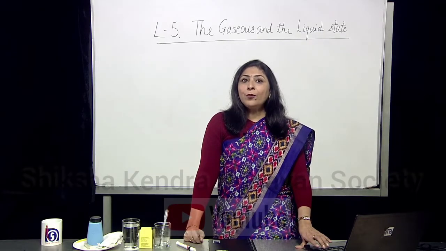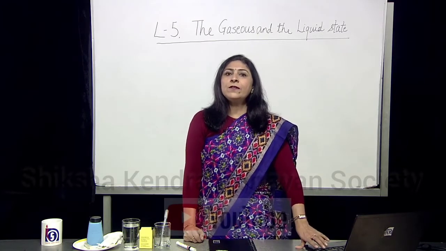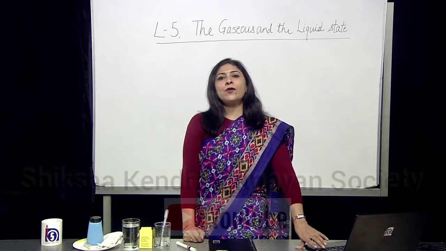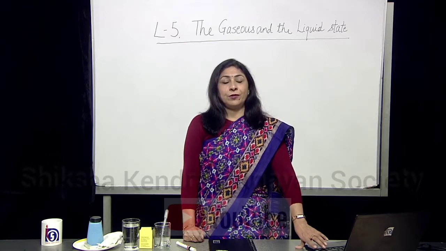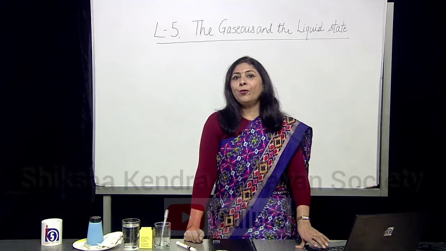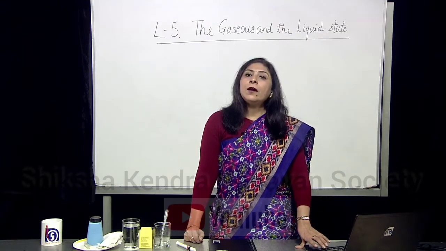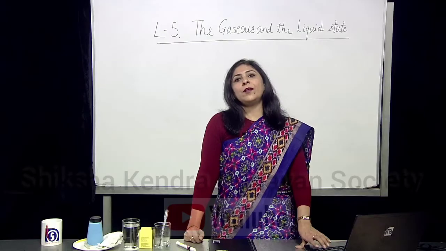Then he noticed that around 31.4 degrees Celsius, it means when the temperature is decreasing, a kink is observed which suggests that gas can be liquefied under compression. It means he noticed that carbon dioxide can be compressed to a liquid only when the temperature is around 31.4 degrees Celsius. Above that, carbon dioxide behaves as a gas only. Now, as the temperature is lowered further, the kink spreads into a horizontal line, and that is where compression produces liquefaction.